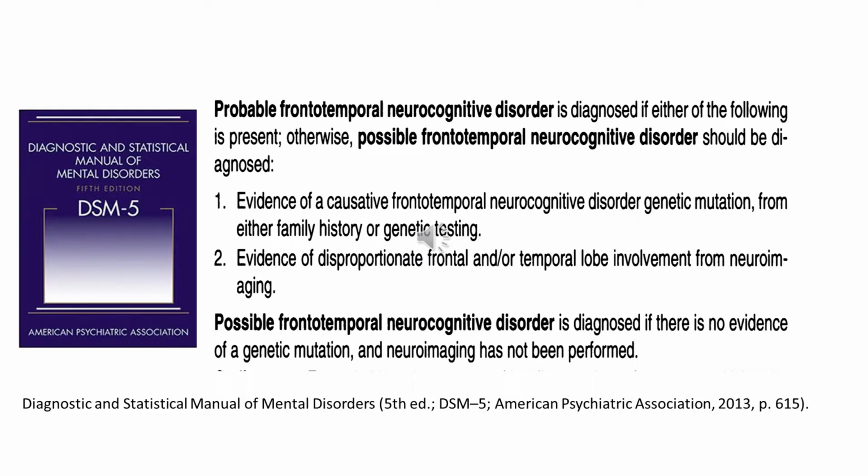Probable diagnosis of FND requires evidence of either a genetic mutation linked to the disorder, such as a significant family history of the disease, or clinical genetic testing revealing the presence of abnormally expressed tau protein, or alternatively, neuroimaging detects abnormal structure or functioning concentrated in either the frontal or temporal regions, or in both. If neither of these forms of evidence are substantiated, then a diagnosis of possible should be given.